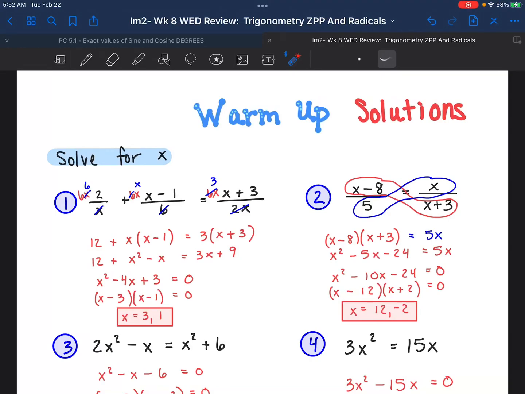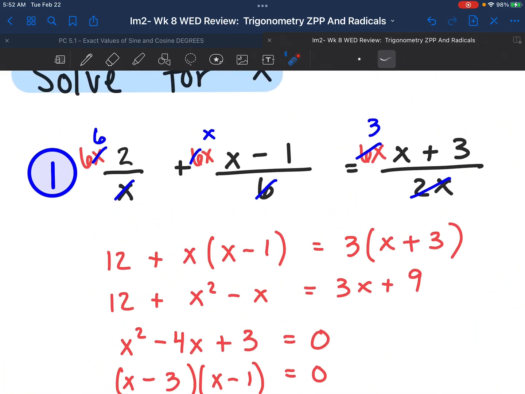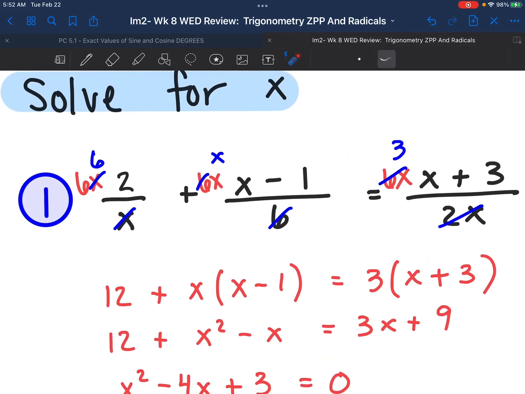Right, I'm going to go over some of the problems on today's warm-up. Feel free to fast forward to the ones you need help on, but I'm just going to go over some of the more difficult ones. Number 1, the fraction busters.